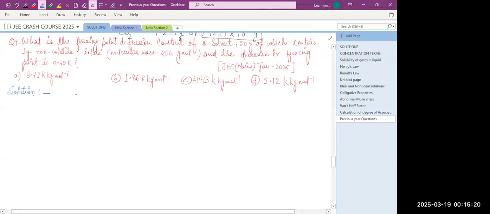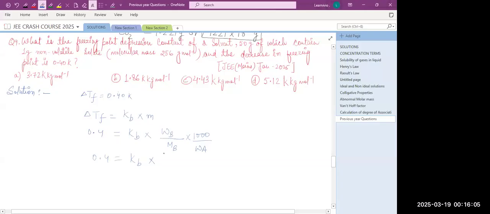It's very easy. What is given in the question? Delta Tf is given, which is 0.40 Kelvin, right? We know that delta Tf is equal to Kf into m. So there is no need of the i factor, right? Just substitute the value: 0.4 is equal to Kf, which we have to calculate, into the molality, which is given mass of solute upon molecular mass of solute into 1000 upon weight of solvent, right?